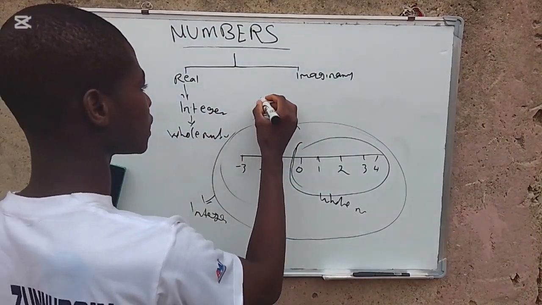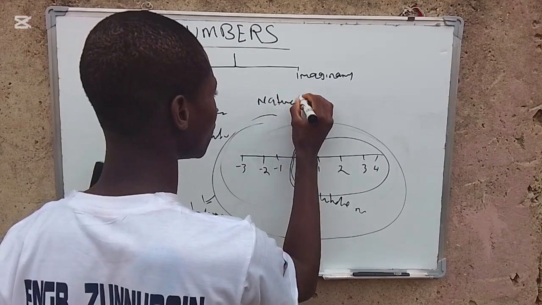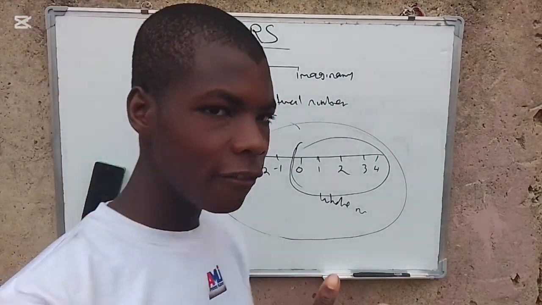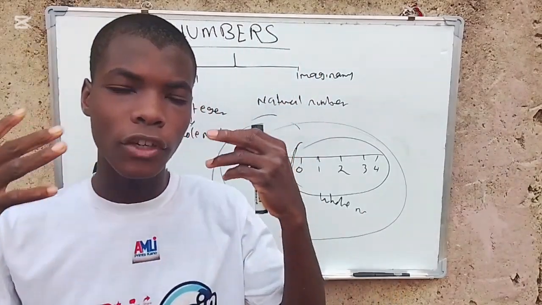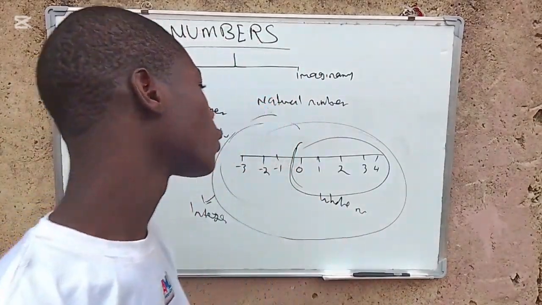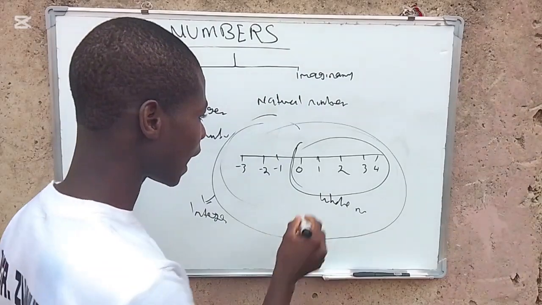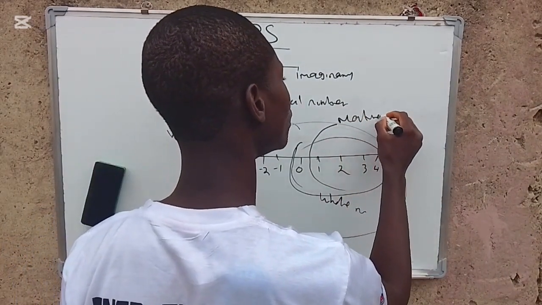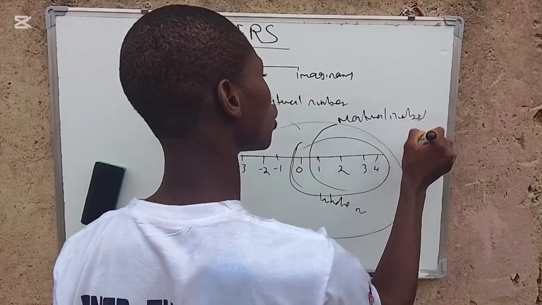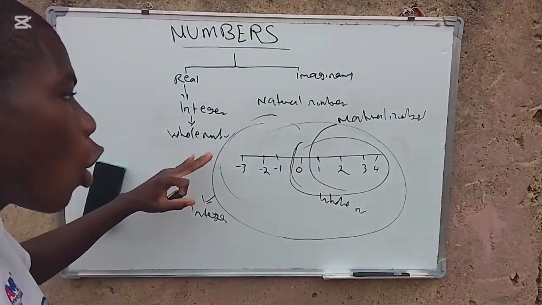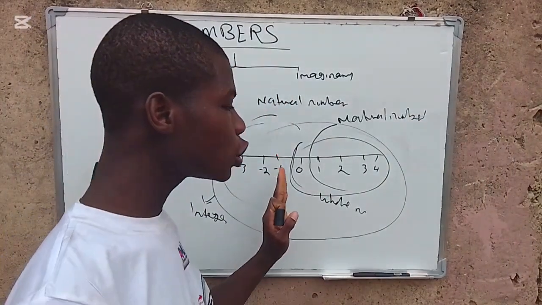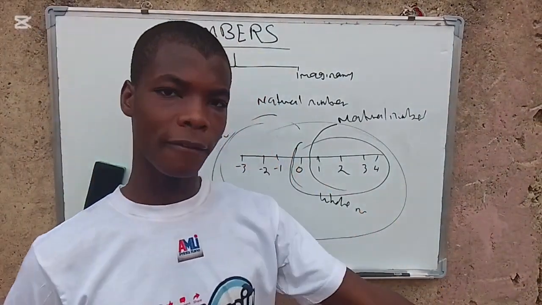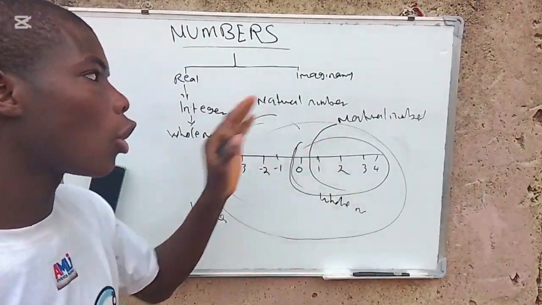What are natural numbers? Natural numbers are the counting numbers that we usually use. So therefore, the difference is clear. From here to infinity are called the natural numbers. All these are integers, and from 0 to infinity they are whole numbers. And from 1 to infinity, they are called natural numbers.